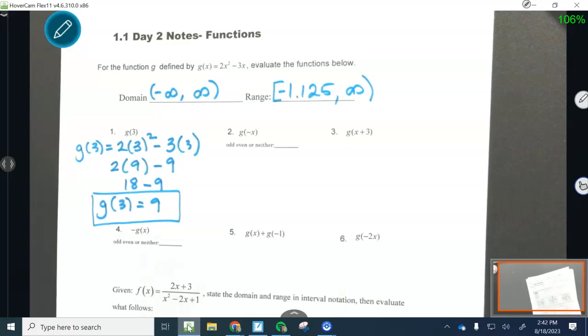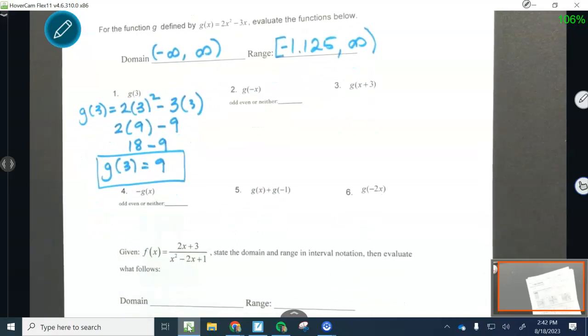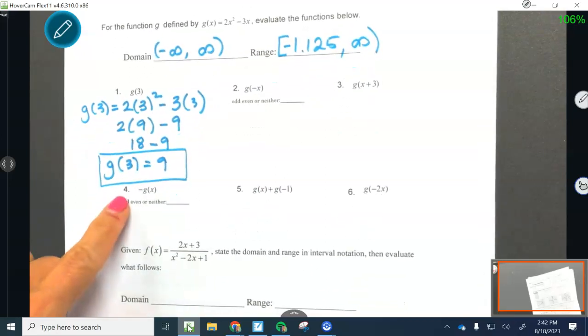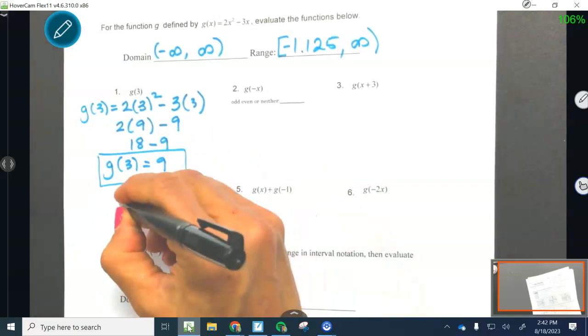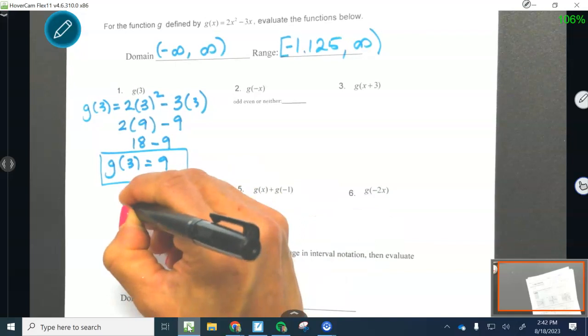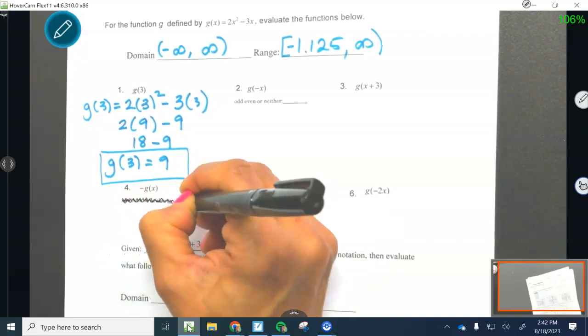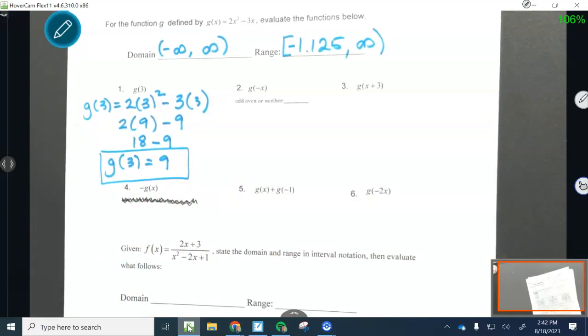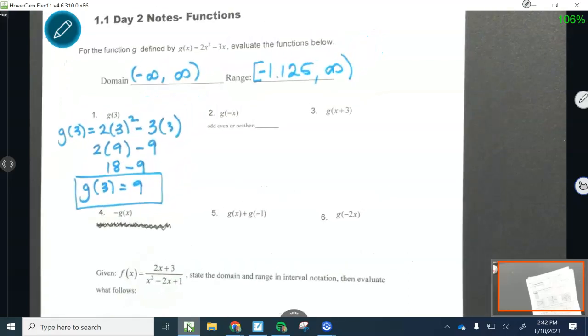Look how I wrote that. I wrote the input in parentheses. I wrote the output on the other side. And before we continue, guys, I made a big mistake. I'm so mad. Over here on problem 4, can you please just cross out even, odd, or neither? That is such a teacher fail. Please cross that out. I'll explain why in a moment, but just cross it out for now. Let's go back to problem 2.